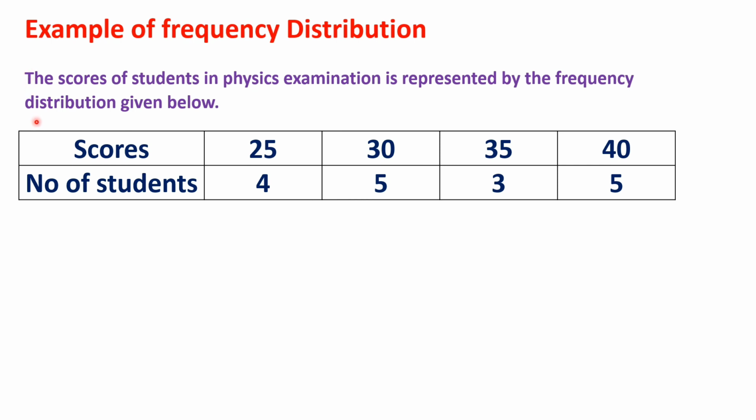This frequency distribution shows the number of students and the scores that each student has in a physics examination. From this frequency distribution, 4 students scored 25, 5 students scored 30, the number of students that scored 35 is 3, and the number of students that scored 40 is 5. Therefore, frequency distribution tells us the number of times each data or element appears in our data set. You can see that the number of students that has 25 marks is 4.